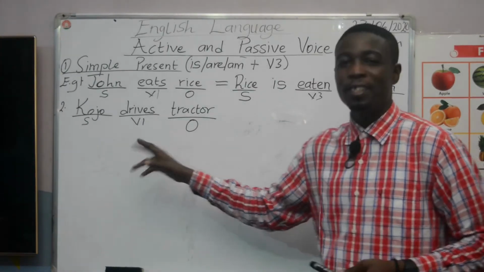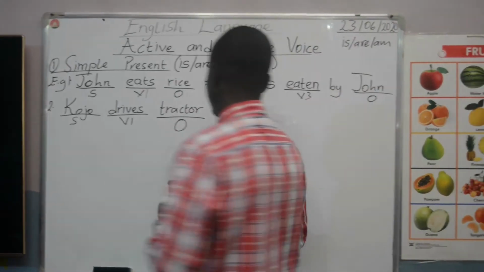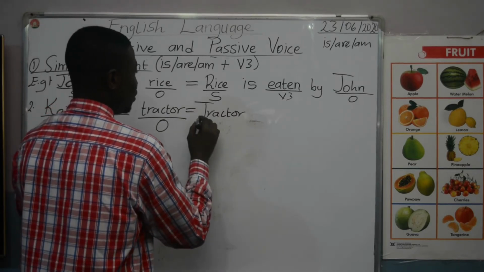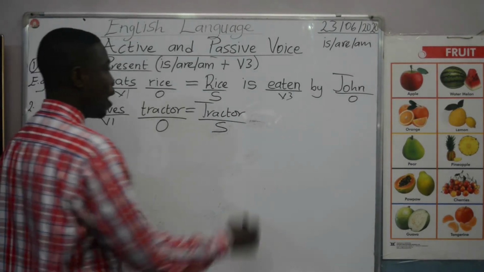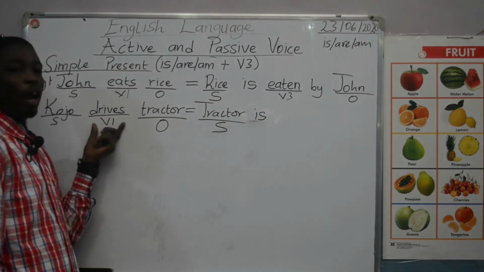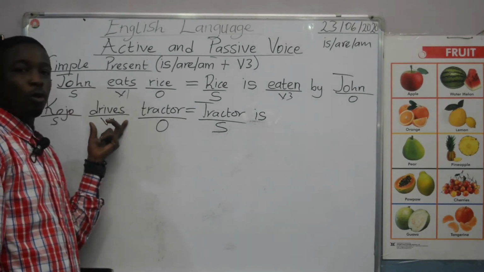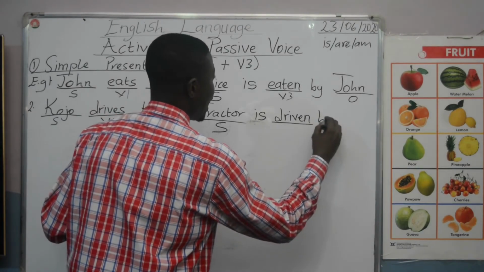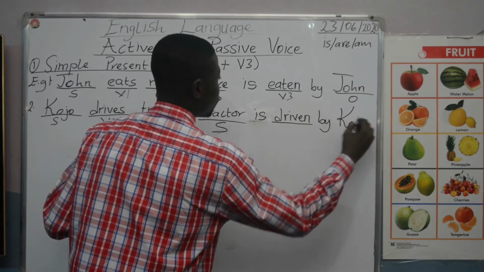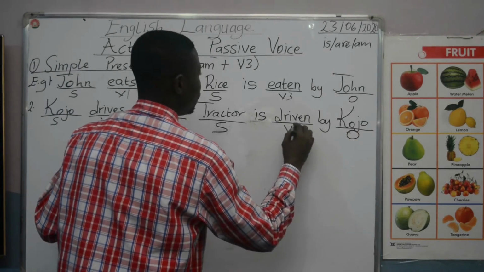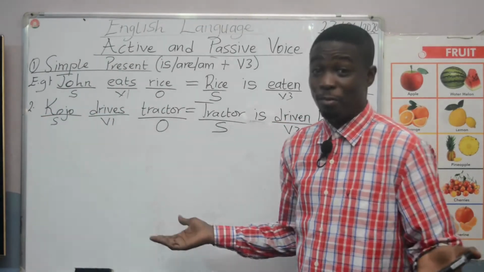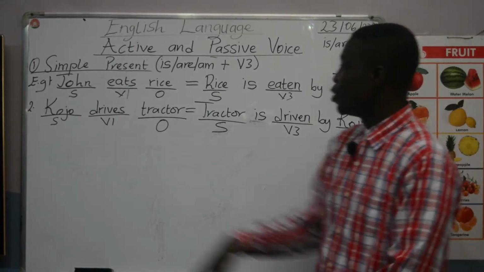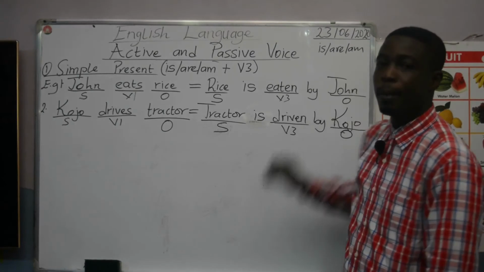Kojo drives tractor. So the rule, tractor now becomes the subject. Tractor is singular. So is drives. The past participle of drive is driven. Tractor is driven by Kojo, which is now the object, V3. It is that simple, right? Sure. So Kojo drives tractor. Tractor is driven by Kojo. So here is the active, and here the passive voice.